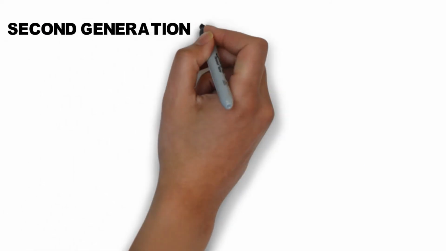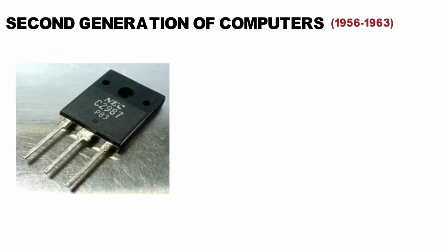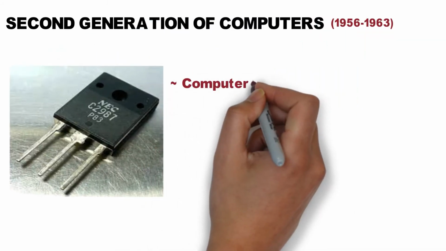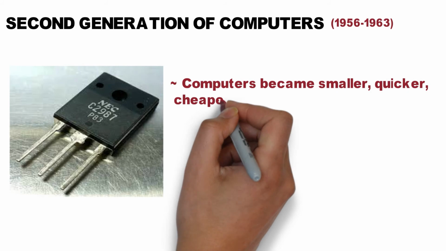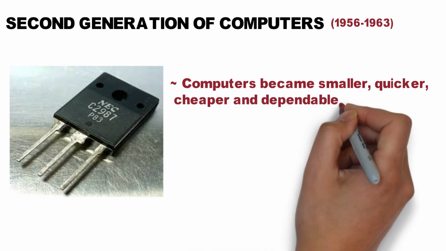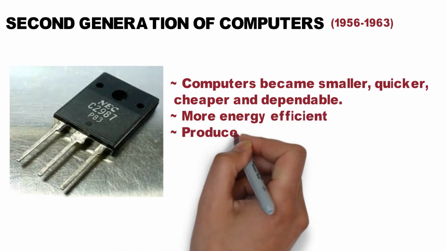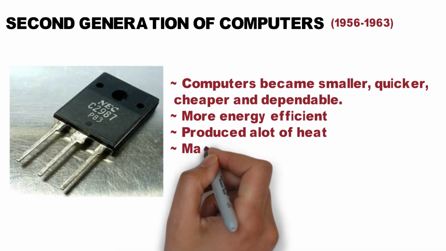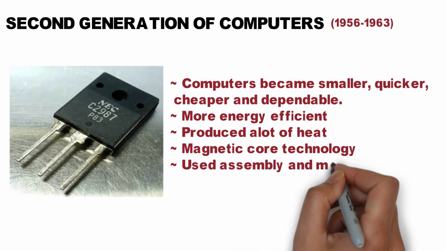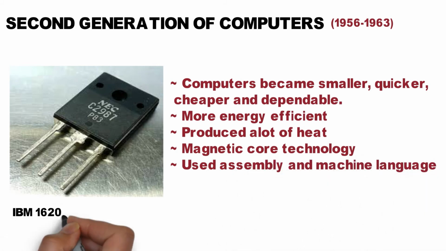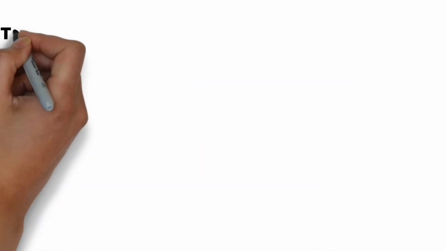Transistor replaced vacuum tubes in the second generation of computers, which lasted from 1956 to 1963. Computers became smaller, quicker, cheaper, and more dependable. As a result of this, although they were more energy efficient, they still produced a lot of heat. They were also the first computers to store instructions in memory using the magnetic core technology. The program used machine and assembly languages. IBM 1620, IBM 7094, CDC 1604 are some examples of second-generation computing devices.